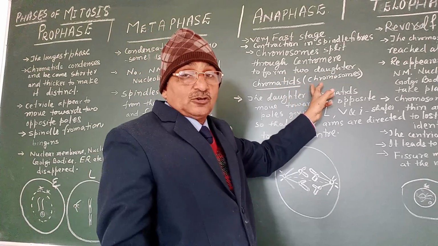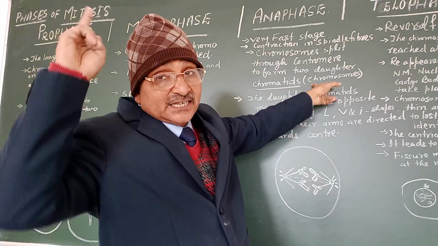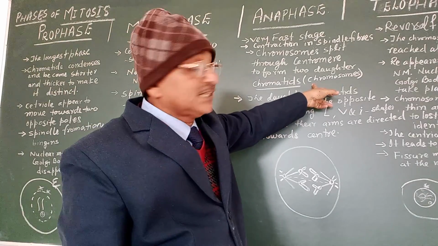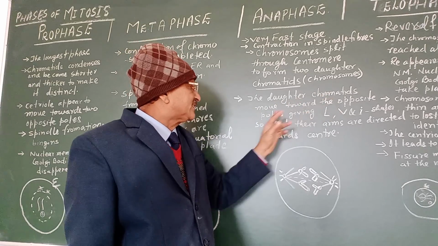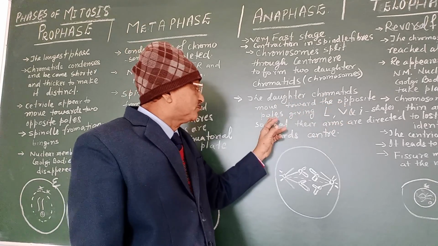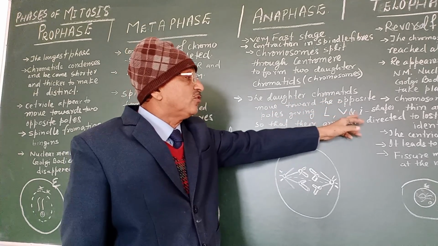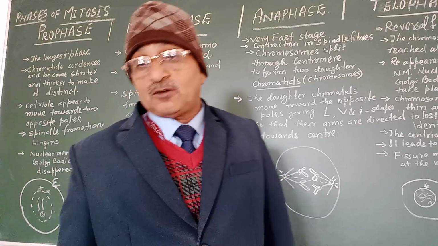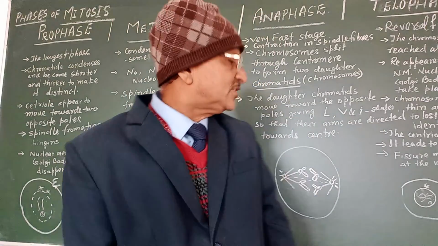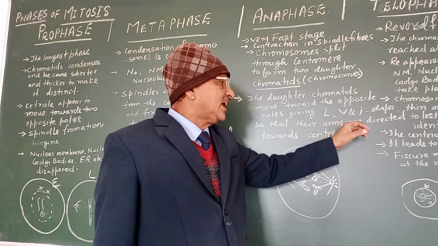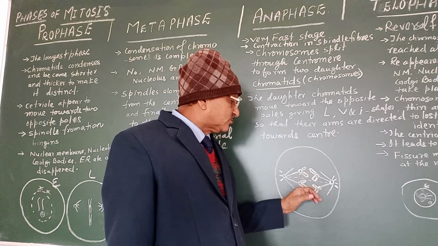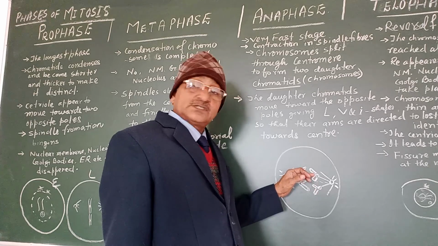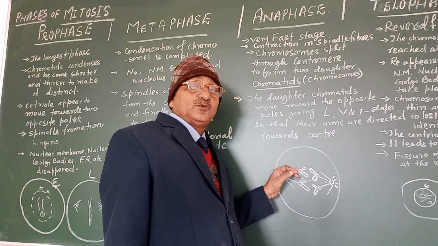Now they are called chromosomes because they have already duplicated in the S phase of the interphase. The daughter chromatids move towards the opposite poles, giving L, V or I shape depending upon the morphology of the chromosome. Their arms are directed towards the center and the centromeres are directed towards the poles.